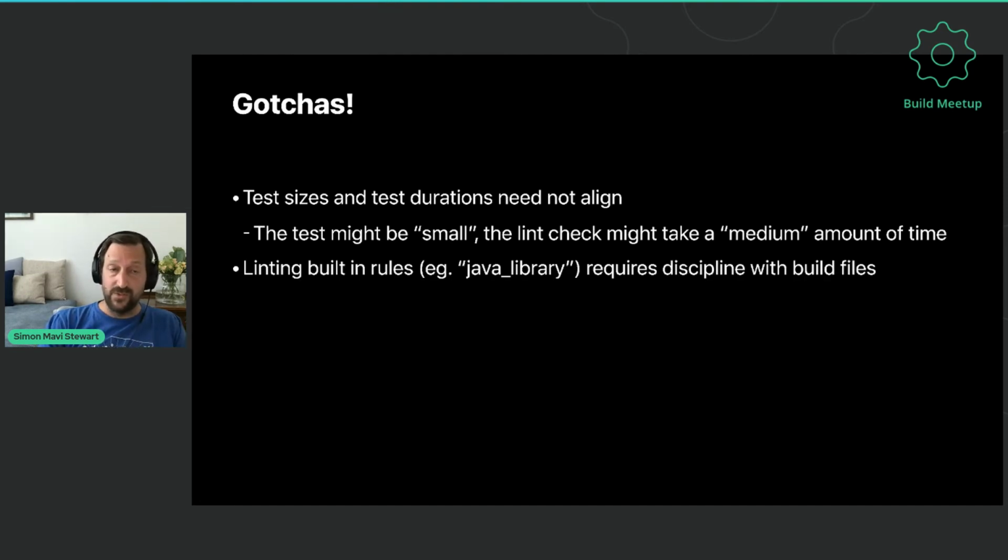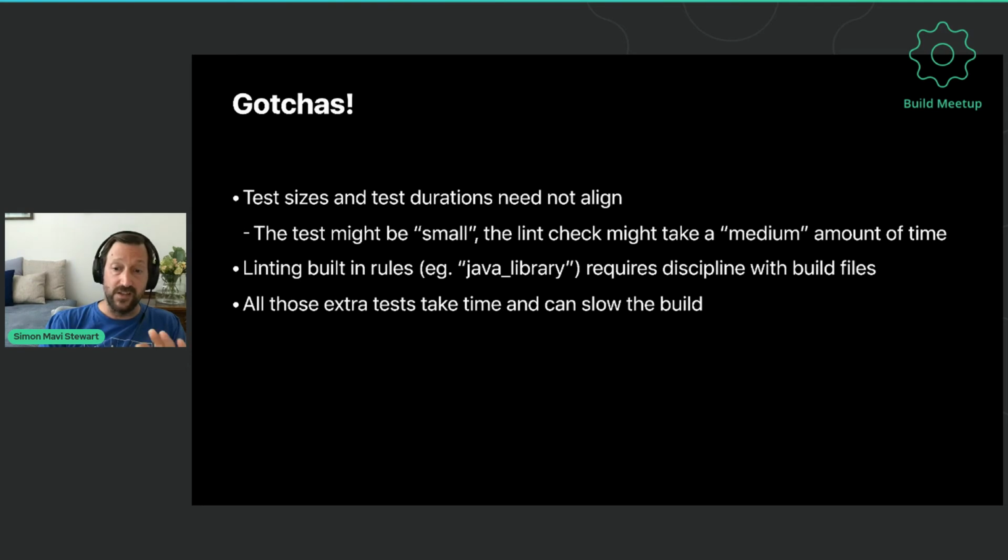Linting built-in rules, such as Java library, requires discipline with the build files. In the Selenium project, we need to make sure that we always pull in our own definition of Java library and not use the one that ships with Bazel itself. And if we don't do that, then what happens is the build still works, everything compiles, but we lose the lint checks, and that's suboptimal.